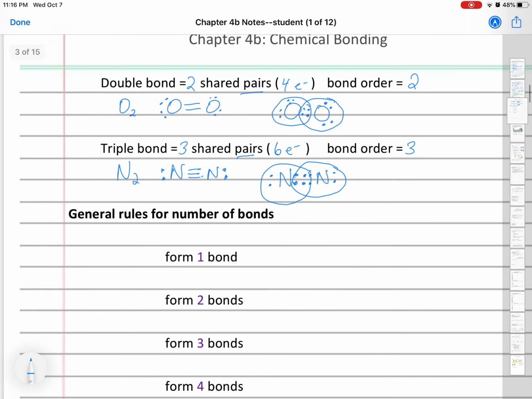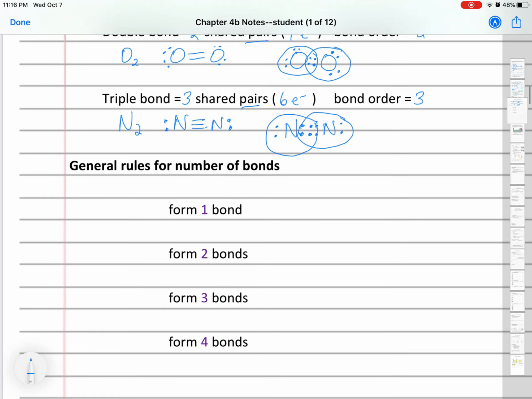There are some general patterns that you're going to see when we're working with Lewis structures, because the number of bonds that form is related to the number of valence electrons that atoms have. So hydrogen and the halogens, which is group 7A. Hydrogen has 1 valence electron. It needs 1 more, so it tends to form 1 bond. And the halogens, like fluorine, have 7 valence electrons, so they need 1 more, so they tend to form 1 bond.